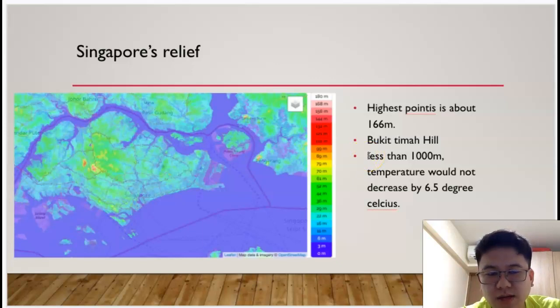So you have learned that the temperature changes with increase in height. This hill is too short or small, so the temperature would not decrease by 6.5 degrees Celsius. There isn't a large enough height to cause a change in the temperature, and therefore the dew point temperature wouldn't change as well. Okay, so that is Singapore's relief.